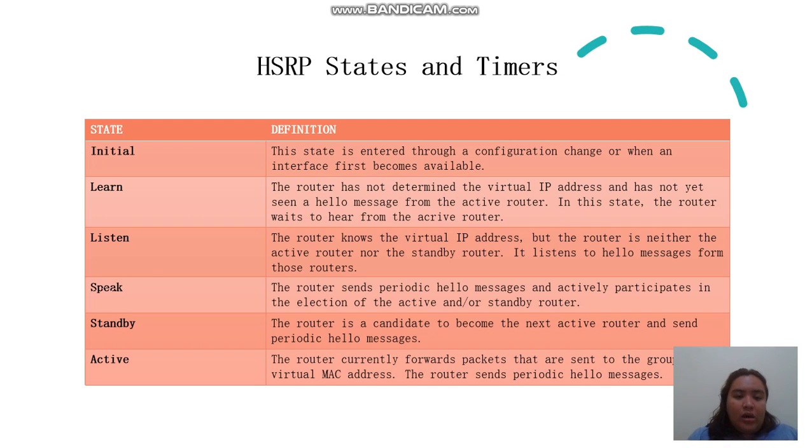So here are the HSRP states and timers. Initial: it is entered through a configuration change or when an interface first becomes available. So initial is the first time. Learn: the router has not determined the virtual IP address and has not yet seen a hello message from the active router. The router waits to hear from the active router. Listen: the router knows the virtual IP address, but the router is neither the active router nor the standby router. It just listens for hello messages from those routers.